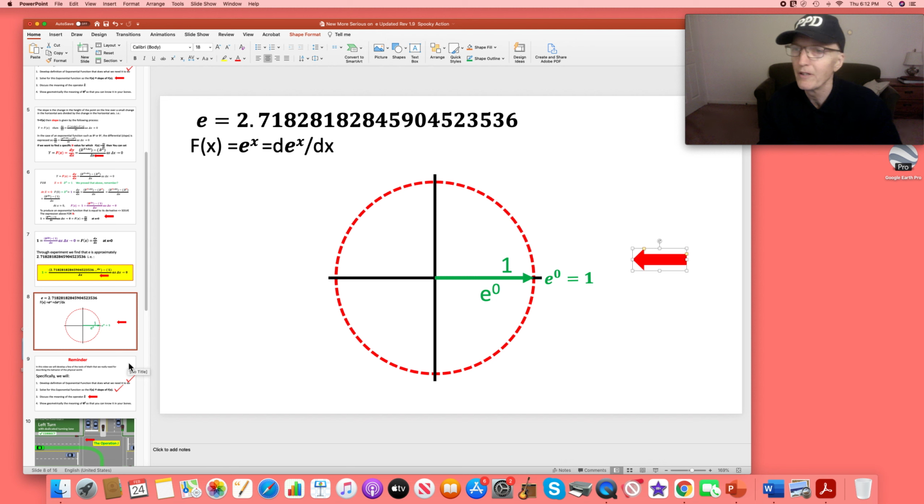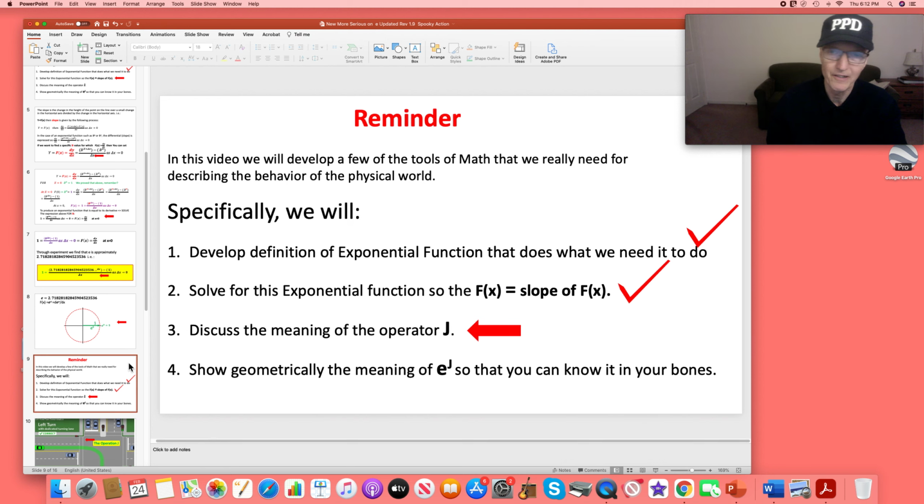So at this point, you might wonder, oh, where's that guy going? So I like to come back again and see where we've been. Specifically, we developed a definition of the exponential function that does what we need to do, and we used it to derive the value of a base to the power 0, right? And then we solve for the exponential function so that f of x is equal to the slope of f of x. The function is equal to its slope.